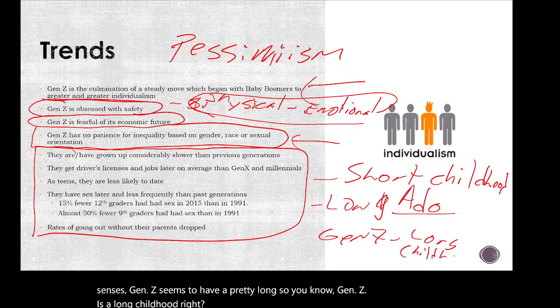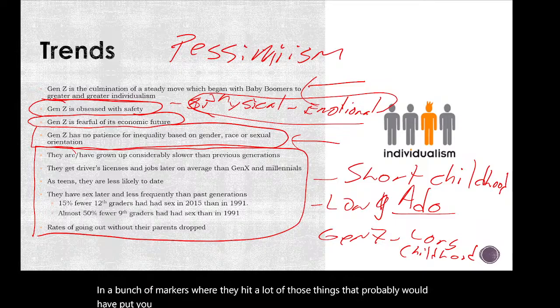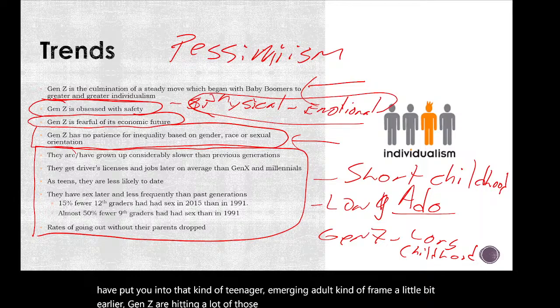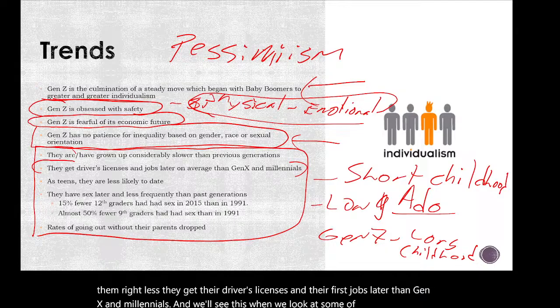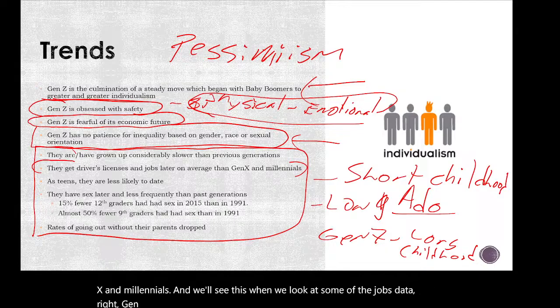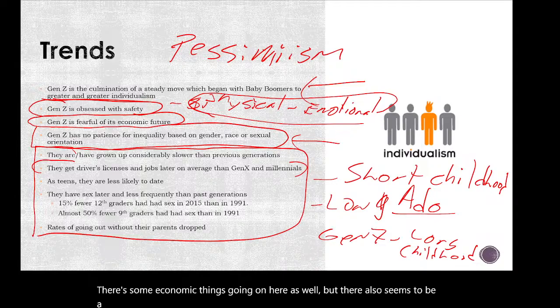And we see this especially in a bunch of markers where they hit a lot of those things that probably would have put you into that kind of teenager, emerging adult frame a little bit earlier. Gen Z are hitting a lot of those things considerably later. So amongst them, right? They get their driver's licenses and their first jobs later than Gen X and millennials. And we'll see this when we look at some of the jobs data, right? Gen Z, way less likely to have jobs in their teens, right? And there's some economic things going on here as well. But there also seems to be a sort of cultural thing happening there.